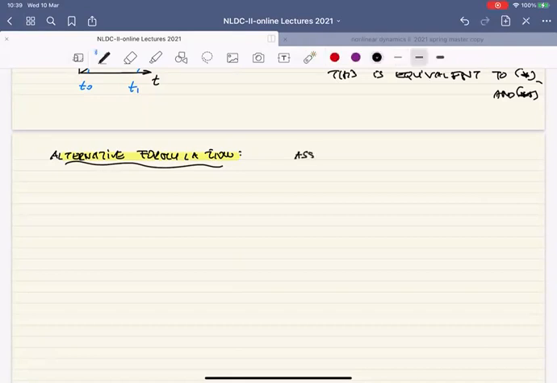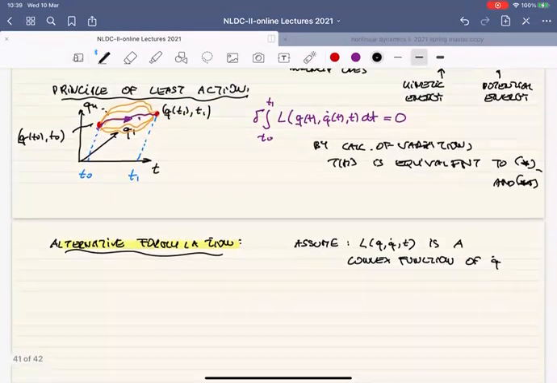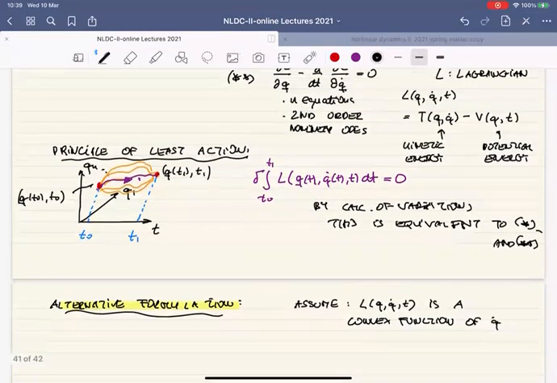This assumes something. It doesn't always work, but it works for most mechanical systems we know. Assume that this Lagrangian L of Q dot, T, all right, is a convex function of Q dot. Why is that a reasonable assumption? The Q dot dependence of the Lagrangian, let's just see where that comes from. Q dot dependence is entirely coming from the kinetic energy. And the kinetic energy, whatever the details are, right, it's reasonable to assume that it's a convex function.